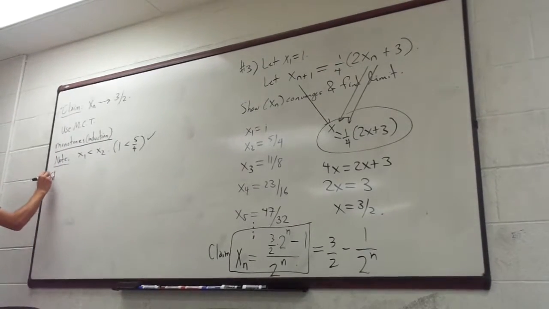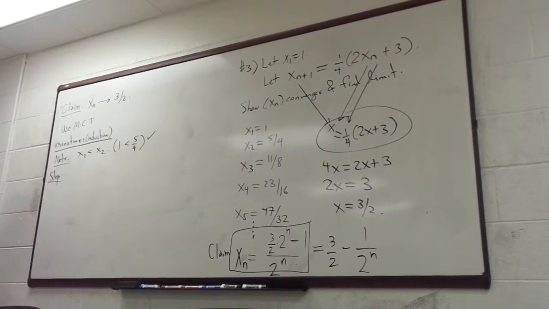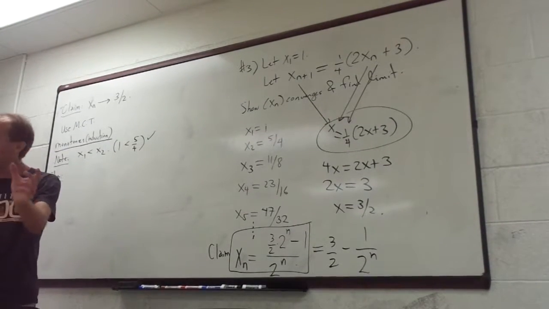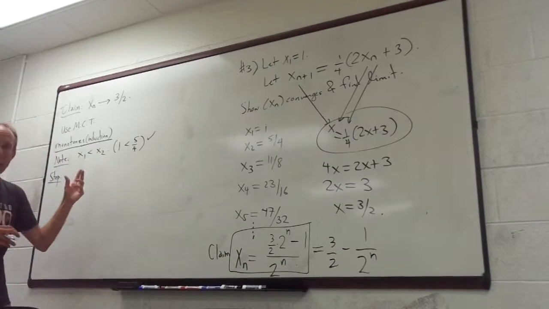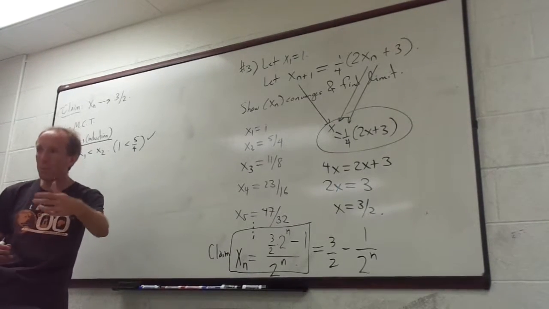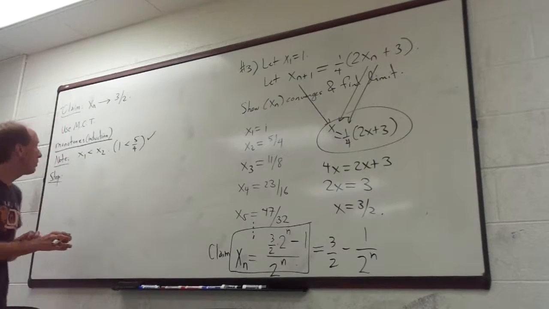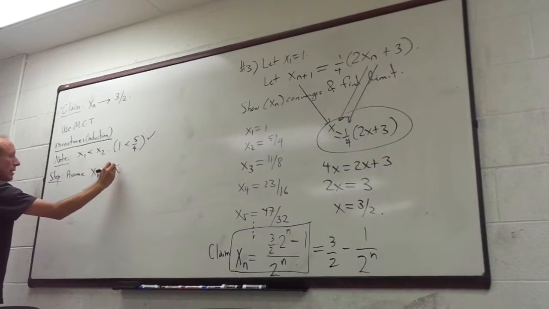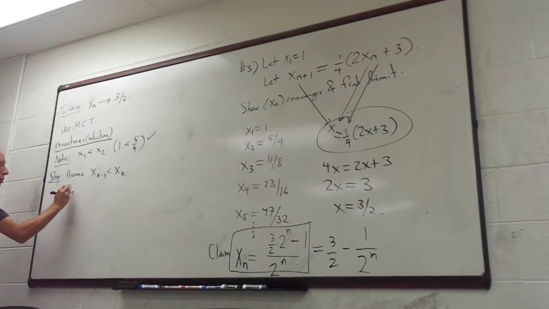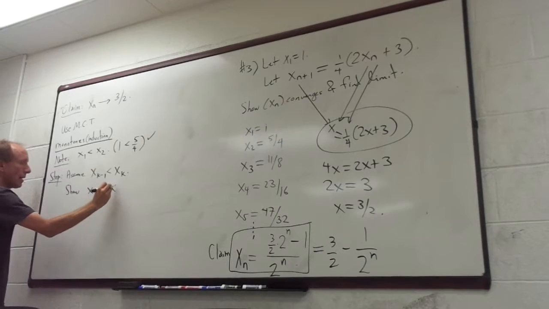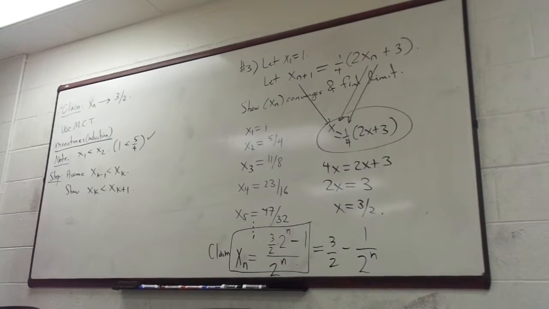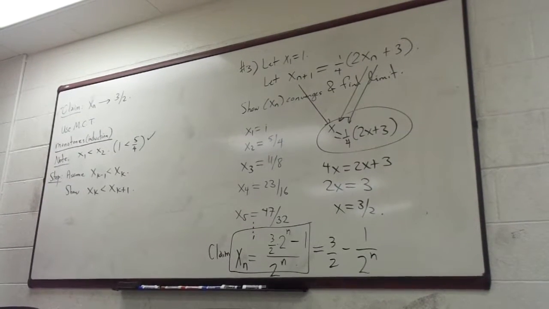Then for the induction step, what I suggest we do is assume that 2 consecutive terms obey the inequality, and then show that the next 2 consecutive terms obey that same inequality. So let's assume that x_{k-1} is less than x_k, and let's show that x_k is less than x_{k+1}. We can set this up as 2 consecutive inequalities.